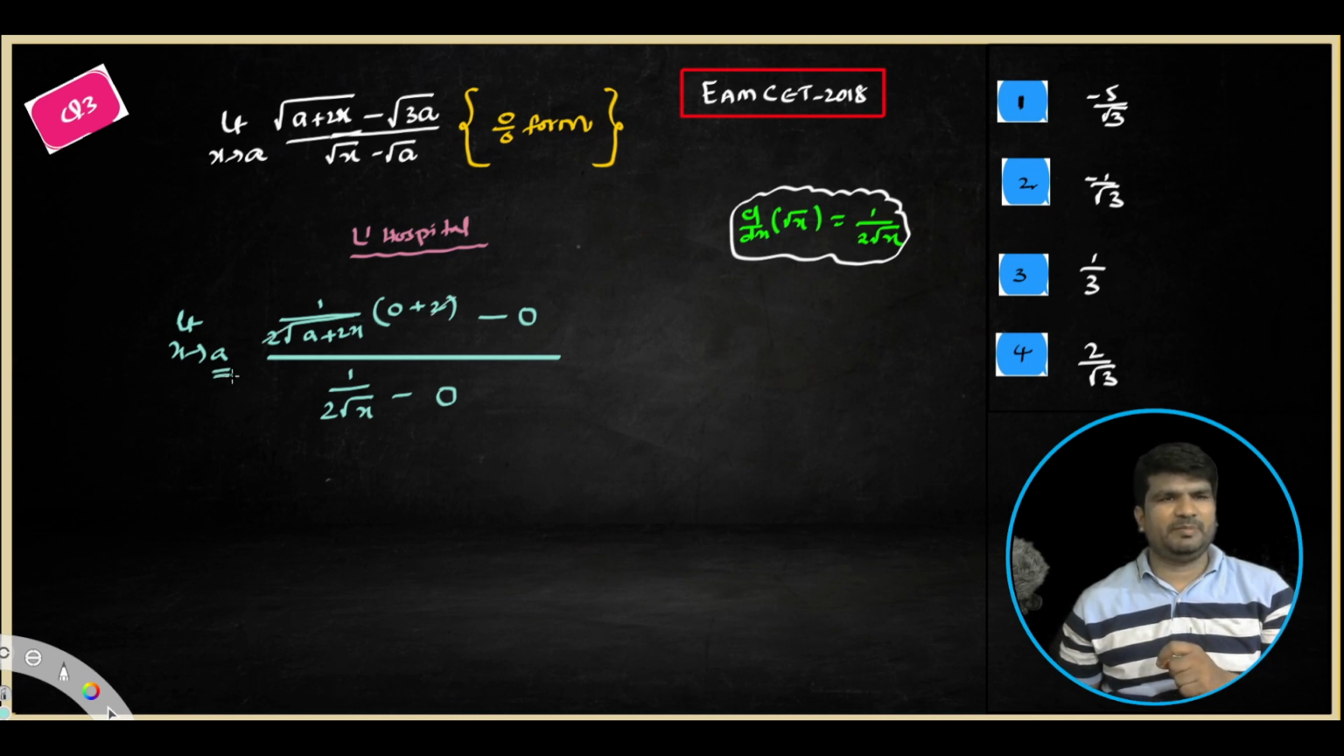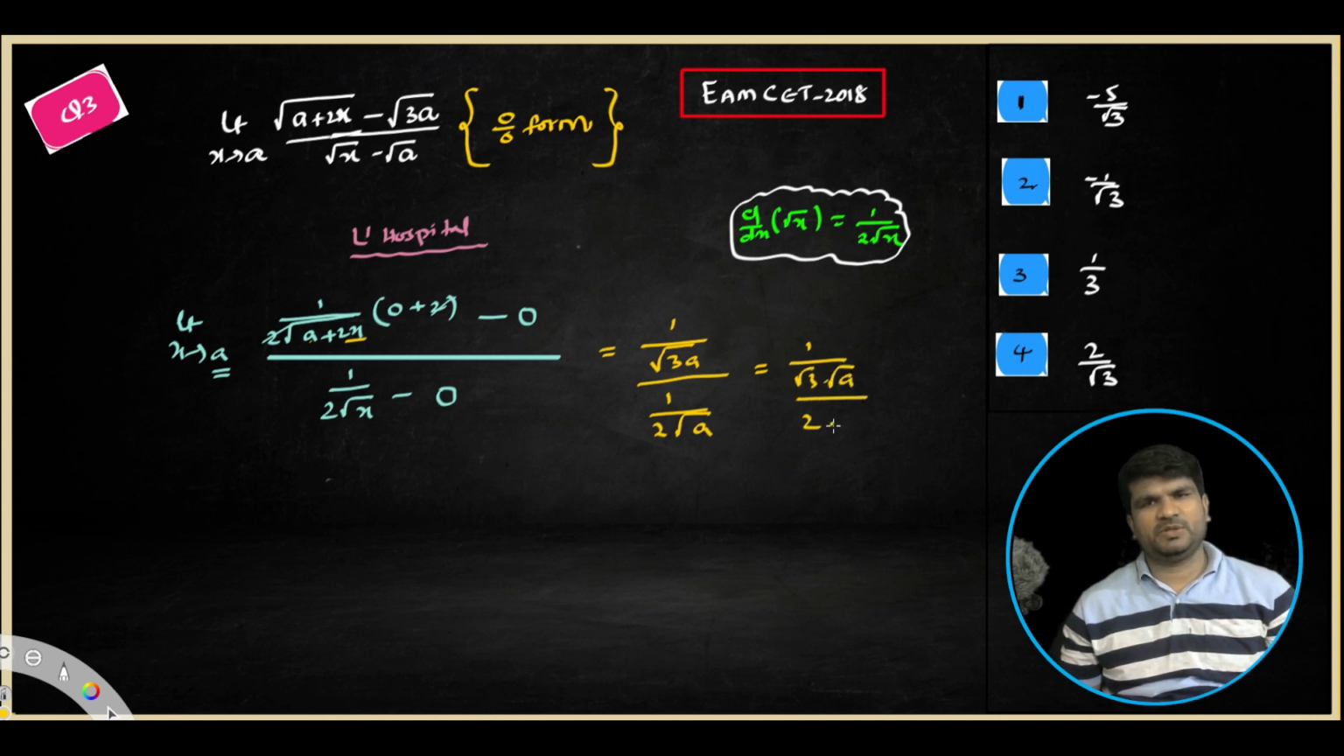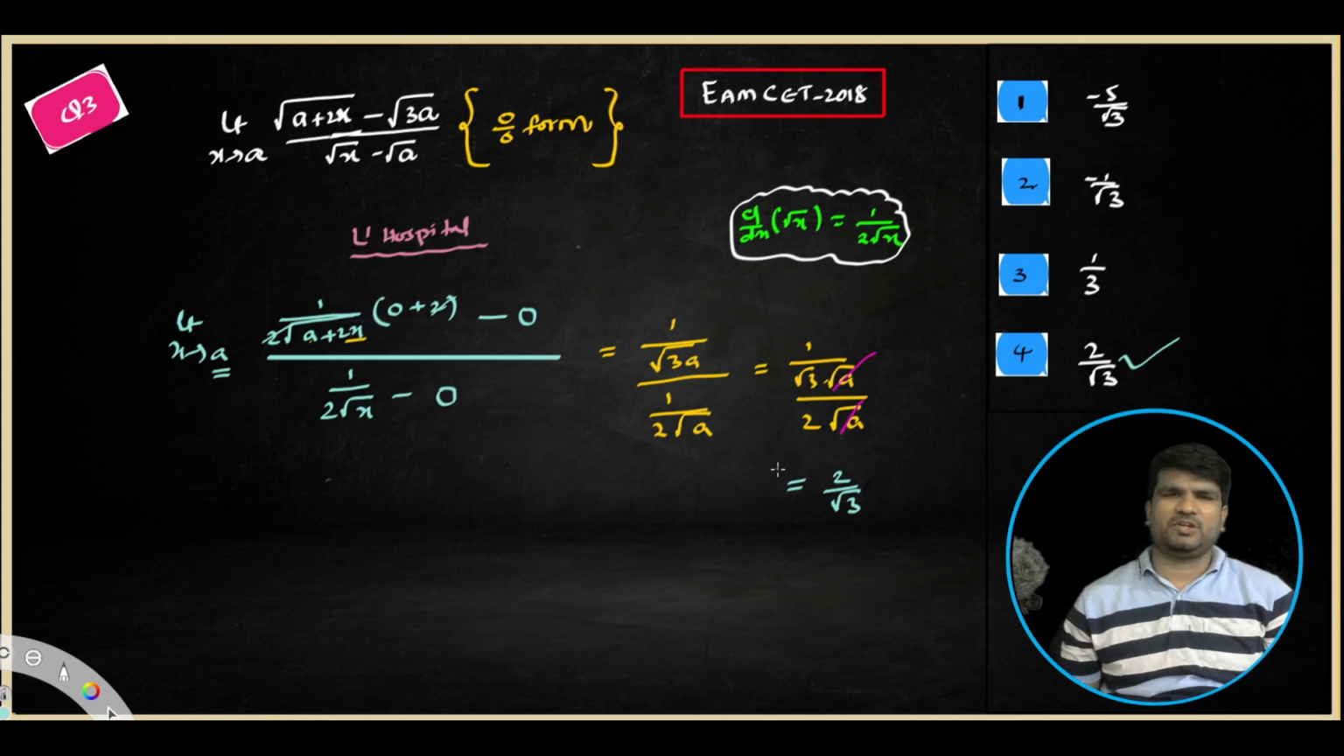Now apply the limit, means in the place of x if you write a, so 1 by root a plus 2a, that is root 3a, whole divided by 1 by 2 root a. So this will be 1 by root 3 into root a, whole divided by 2 into root a. So root a gets cancelled. This one we can write 2 by root 3. So 2 by root 3, which option is there? Fourth option is the right option. Okay.